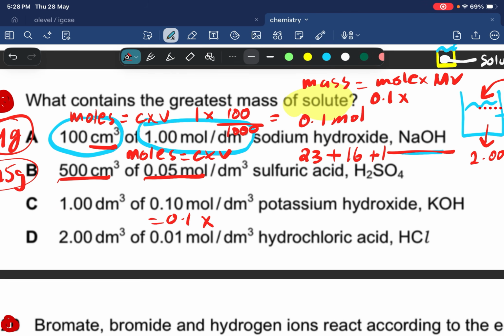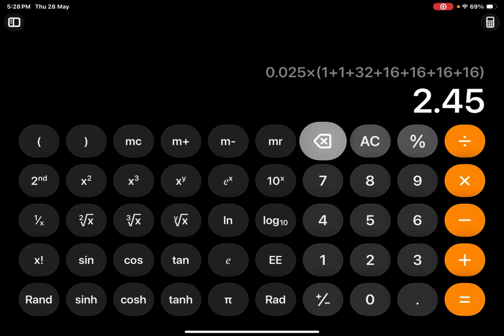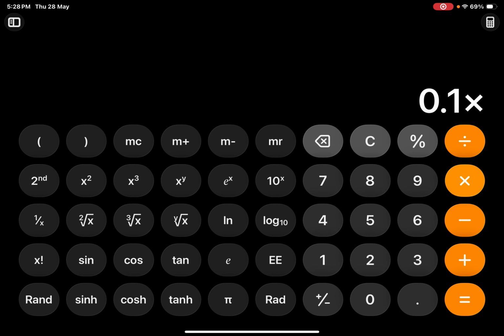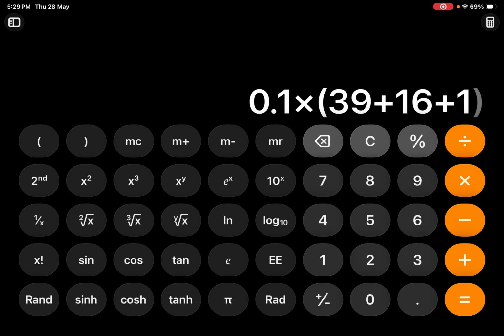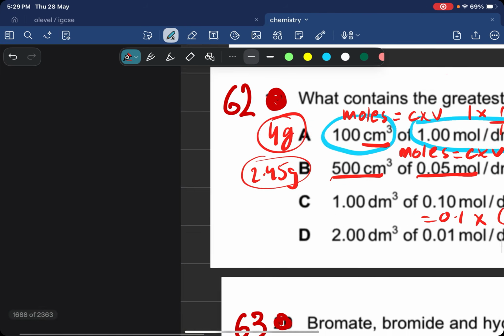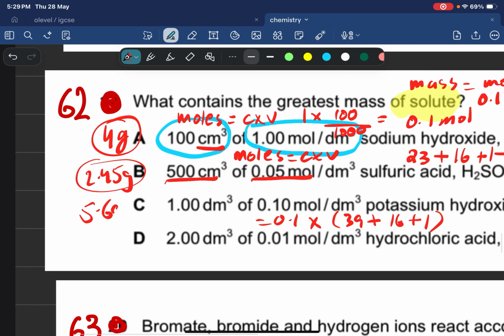Now moles multiplied by the Mr of KOH. For potassium, I guess the mass number is 39. For oxygen, it's 16, plus hydrogen, it's 1. So 0.1 is the moles, multiplied by, this time you don't have to convert the volume from cm to dm because it's already in dm cube, the Mr. For potassium, it's 39. KOH: O means 16, H means 1. And the mass comes out to be 5.6 grams.